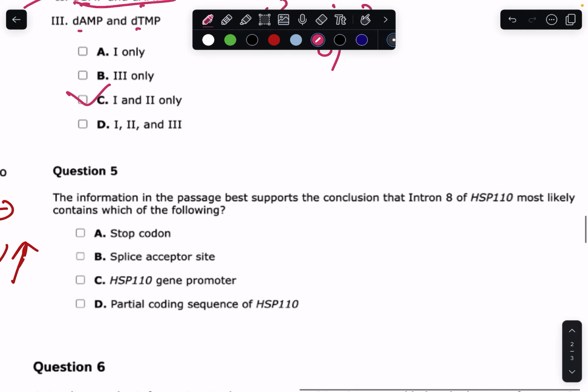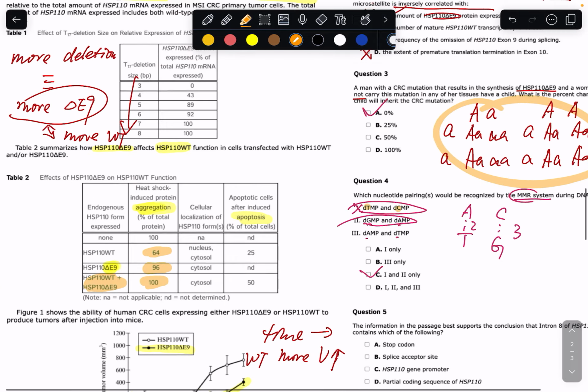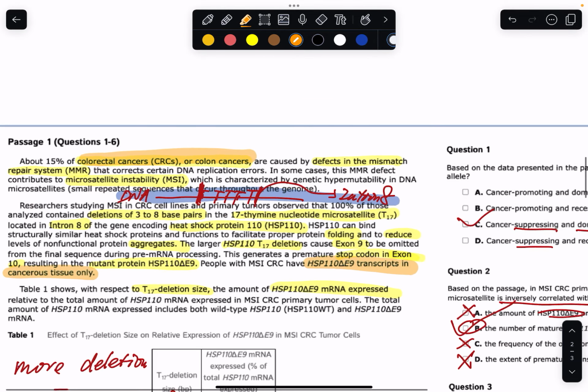Okay, all right, question 5. The information in the passage best supports the conclusion that intron 8 of HSP110 most likely contains which of the following? Okay, so intron 8. I think we drew a picture of intron 8, all right? Intron 8 has a lot of this T stuff, this small repeated thymine that can be deleted, right? Deletion of 3 to 8 base pairs, okay? So this is my intron 8.